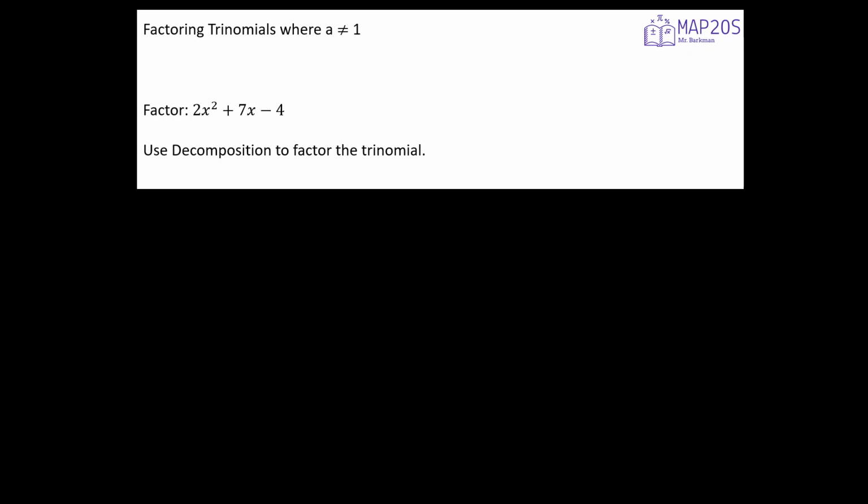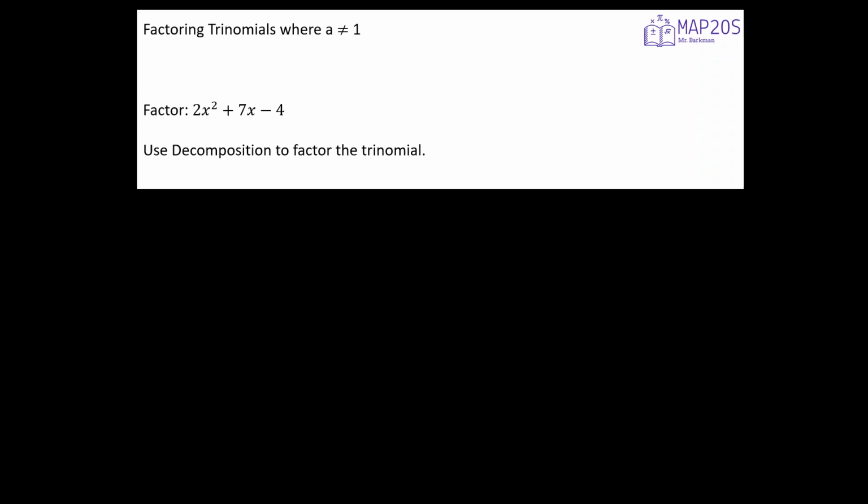In this video here, we're going to take a look at using decomposition to factor a trinomial. In this one, we're going to look specifically at when a does not equal 1. So it becomes a little bit more important that we know how to use decomposition, as logical reasoning is a little bit more difficult to solve.